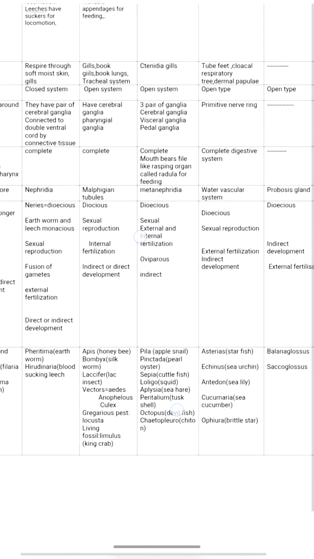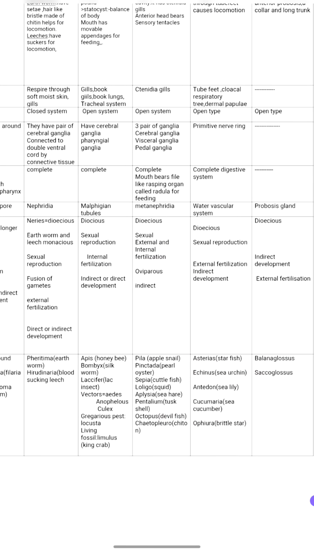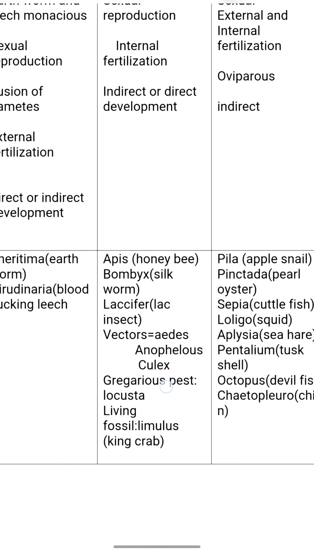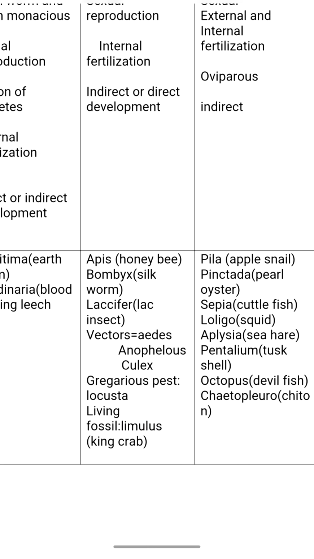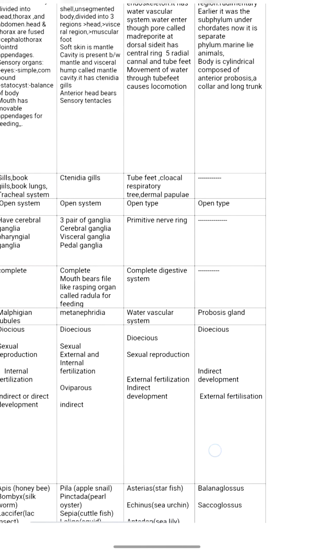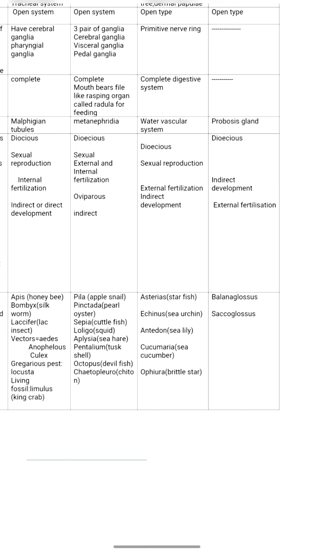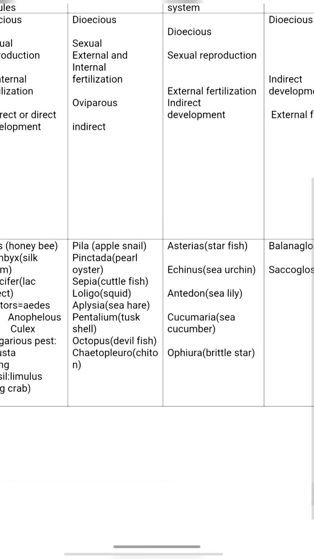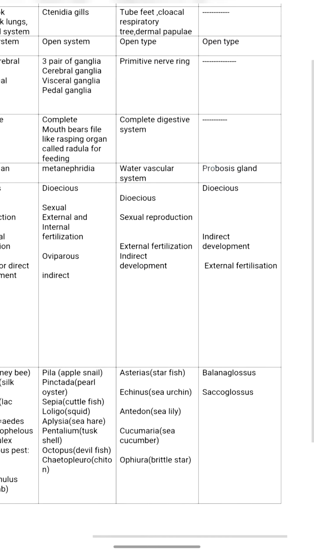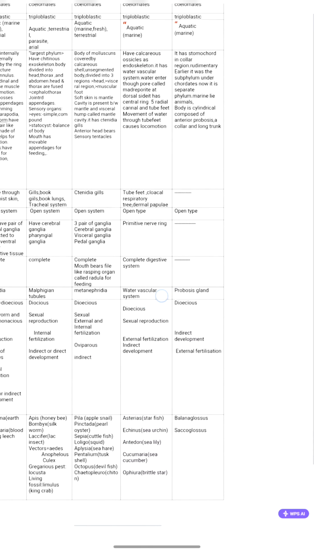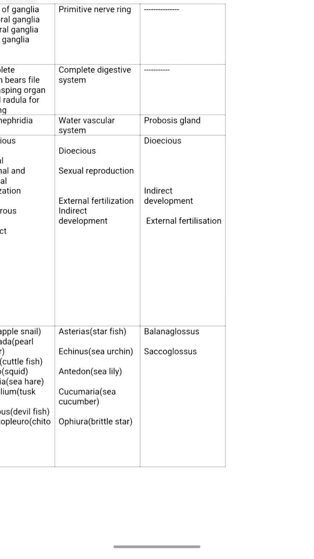In Arthropoda we have Apis, Bombyx, Laccifer, Aedes, Anopheles, Culex. I have given these very nicely: the gregarious pest Locusta, and the living fossil Limulus. I have separated and given them to you. Next is Mollusca: Pila, Pinctada, Sepia, Loligo, Aplysia, Dentalium, Octopus, and Chaetopleura. Next is Echinodermata: Asterias, Echinus, Antedon, Cucumaria, Ophiura. And the last is Hemichordata, with two important examples: Balanoglossus and Saccoglossus.